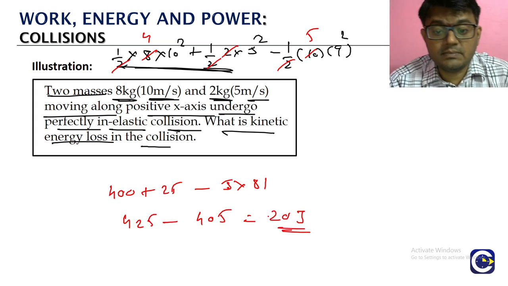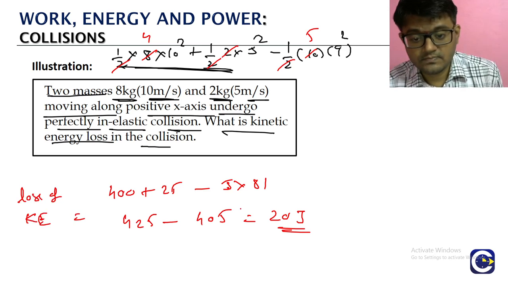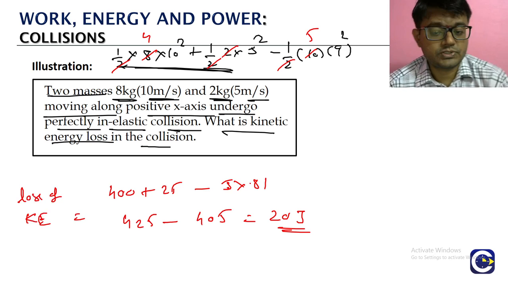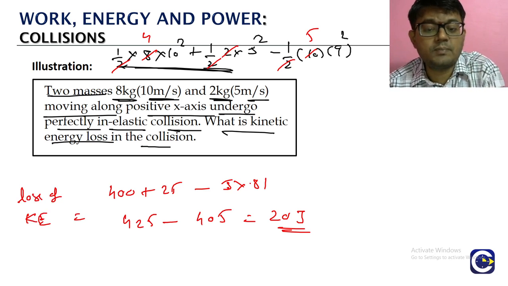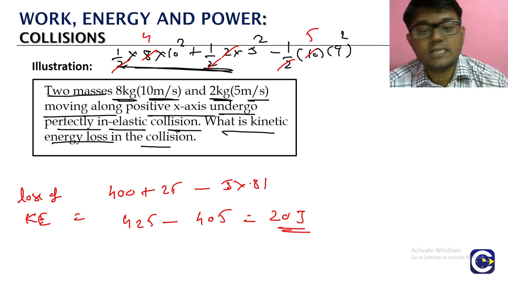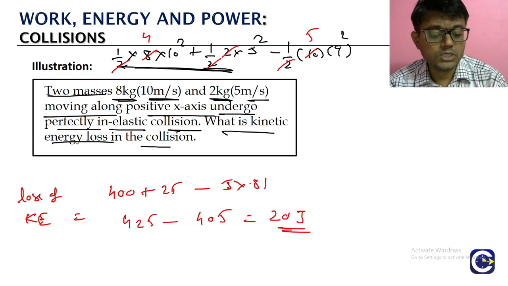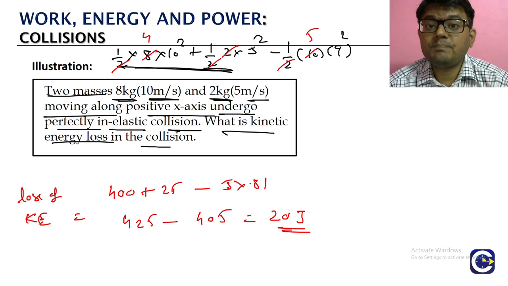Everything is in the SI system, so the loss of kinetic energy will be in joules. The answer is 20 joules. So the better thing is to try to solve these problems using the general approach; without the formula we can solve it. So this is about the loss of kinetic energy in case of the perfectly inelastic type of collision.